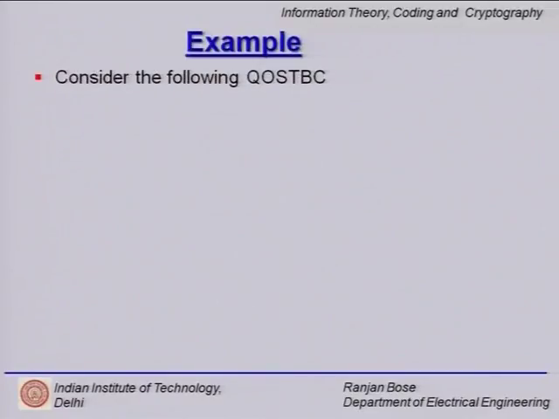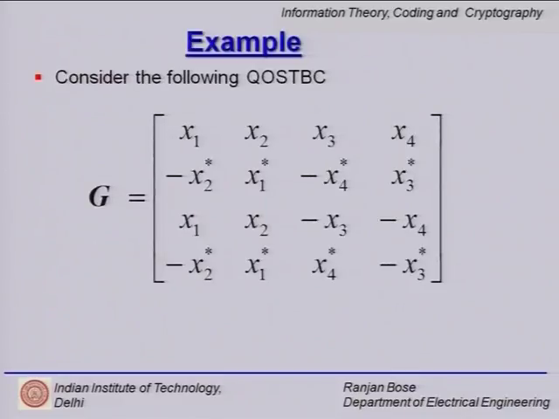Let us start with an example. Consider the following quasi-orthogonal space-time block code. Here, if you see, there are 4 antenna elements, so n is equal to 4, and here if you see, we are using 4 time slots. So, we are back in business. Earlier, to transmit 4 symbols, we had to take more time slots, thereby reducing the rate. But here again we are back in business, we are transmitting 4 symbols over 4 time slots, and thereby we are looking at the full rate codes.